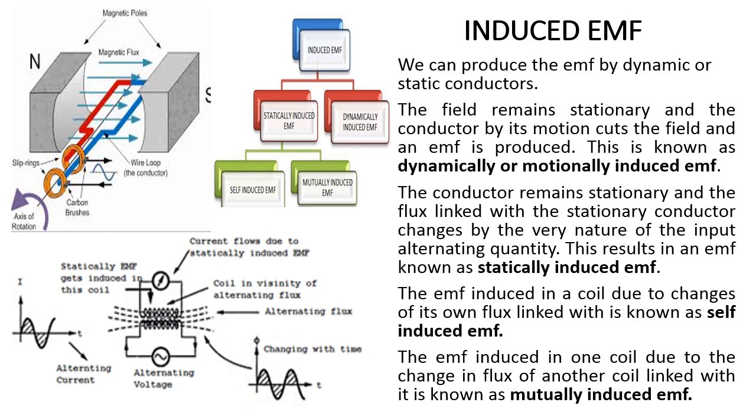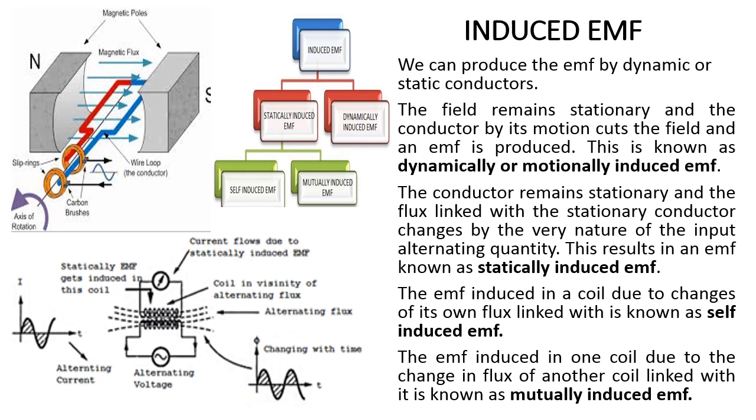The other type of EMF is statically induced EMF. This EMF arises when the conductor remains stationary and the flux linked with the stationary conductor changes by the very nature of the input alternating quantity. This is the EMF generated in the transformer. There the conductor is stationary, but the flux linking with the conductor is varying.